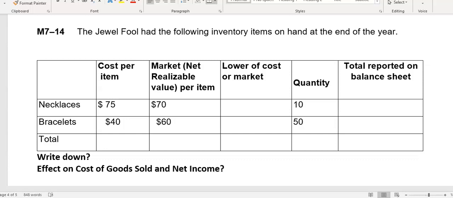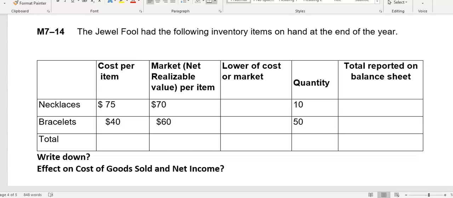The value of inventory can fall below its recorded cost for two reasons. Either it can easily be replaced by identical goods at a lower cost, or it has become outdated or damaged. What we have to do then is pick whichever is lower, the original cost that we paid, or the new market, also known as net realizable value per item.